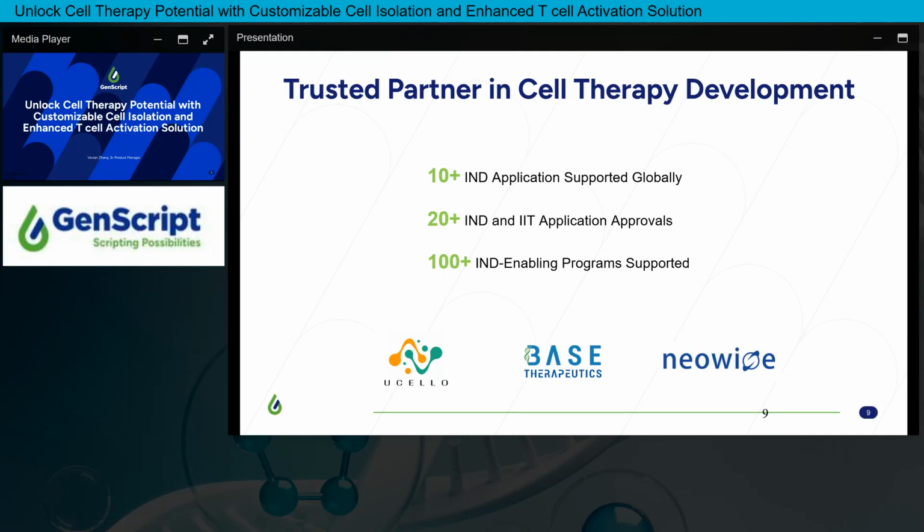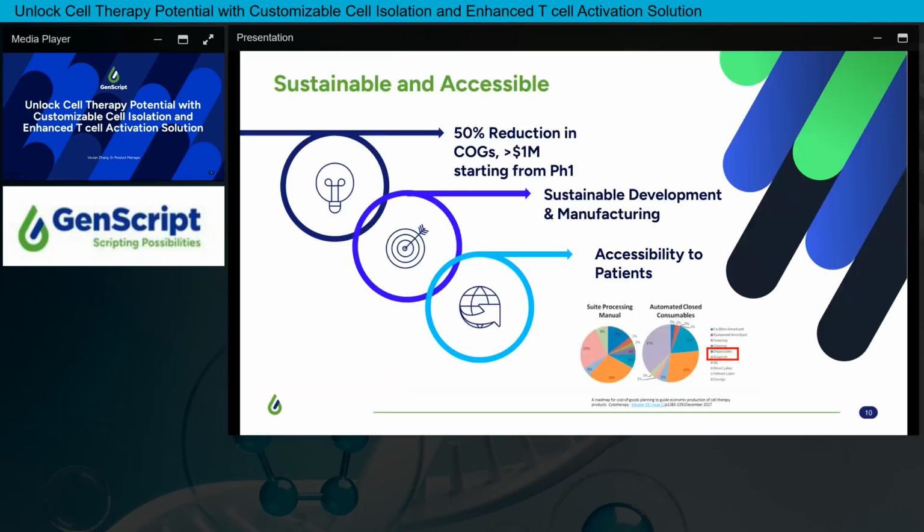With that, the products have been trusted and used by our global partner companies for their clinical trials and IND applications. We have successfully supported more than 10 IND applications, including the ones in the US with FDA. And we have more than 20 IND or IT applications, and more than 100 IND enabling programs ongoing right now.